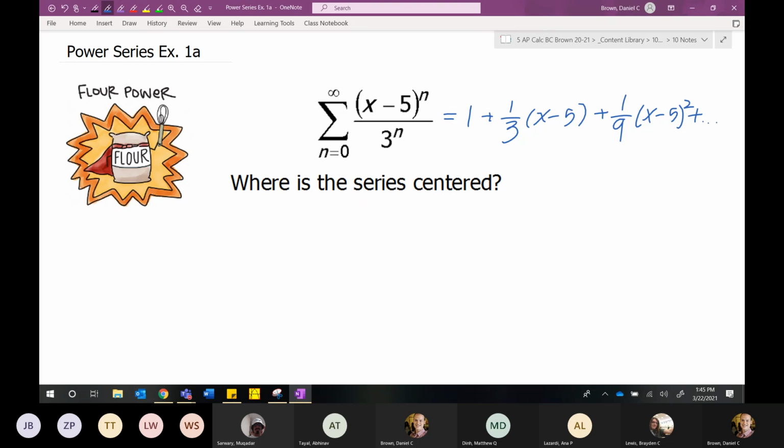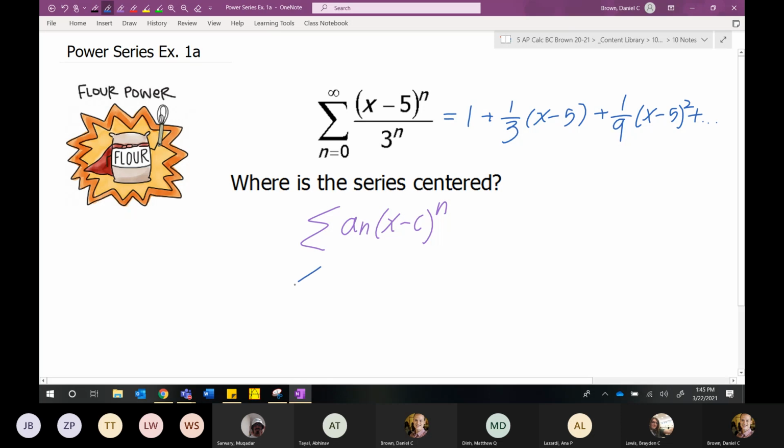Easy question to ask: what is the center of the series? And we can just do that by looking at the problem. What is the center of that series? Just 5. So sometimes it might be easier to rewrite it. The center is just 5. So again, all power series are always in this format. If you can manipulate your series to be in that format, then just look for what the c value is.